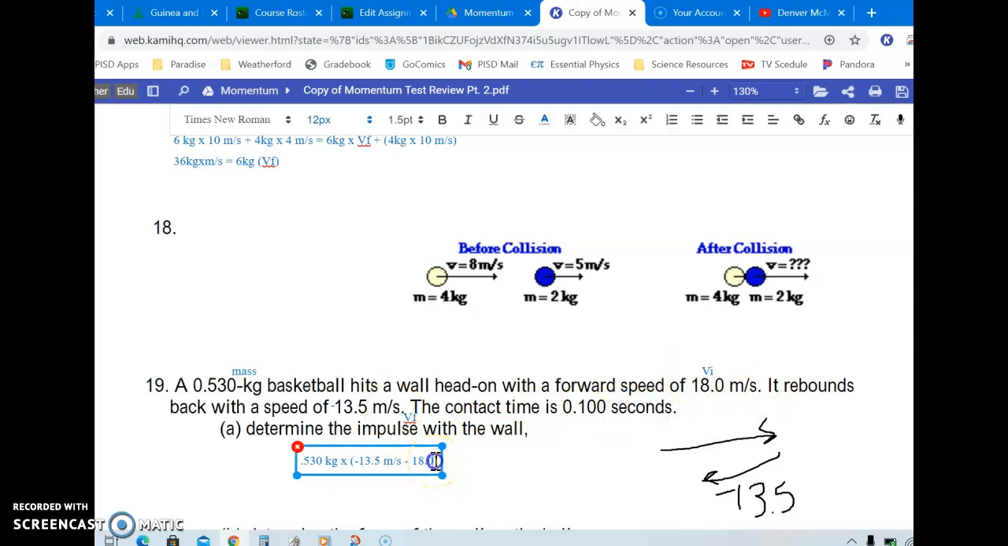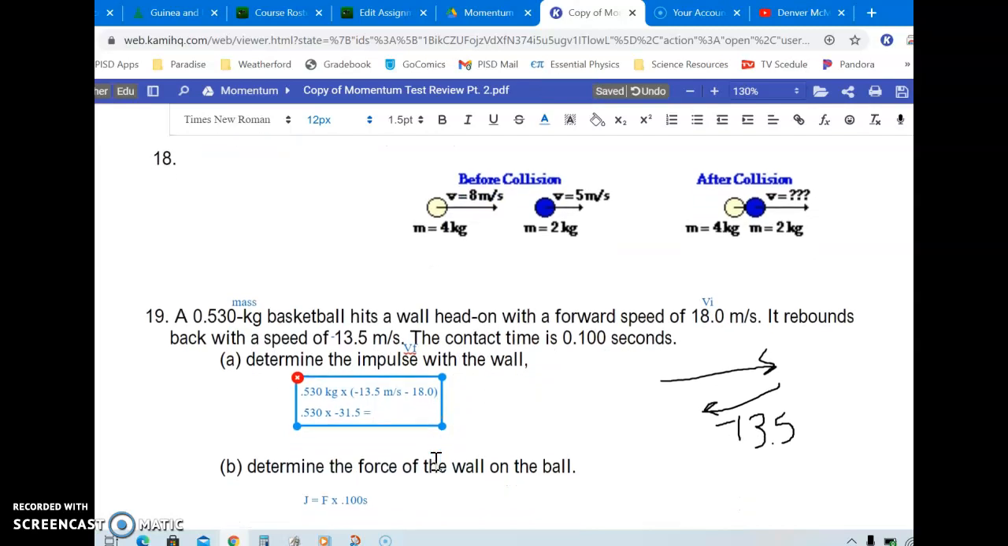All right, and that gives us 0.530 times, and I believe if I do this in my head correctly, that's going to be negative 31.5. Okay, and that will equal whatever it's equal to, and that will give you your impulse.